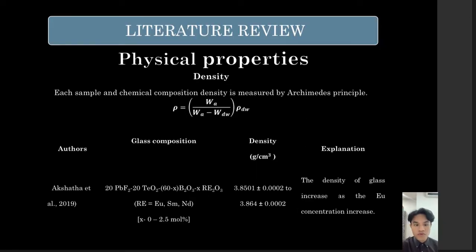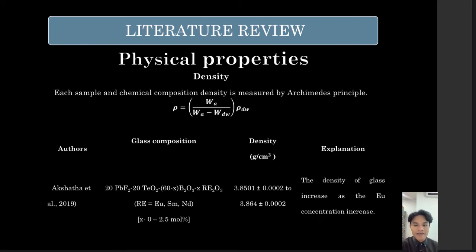So let's go through the literature review of physical properties, the first part being density. For each sample and chemical composition, density is measured by the Archimedes principle, using the formula below, where WA is the weight of the glass in air, and WTW is the weight of the glass when immersed in distilled water. Distilled water is used as it does not react chemically with the sample.